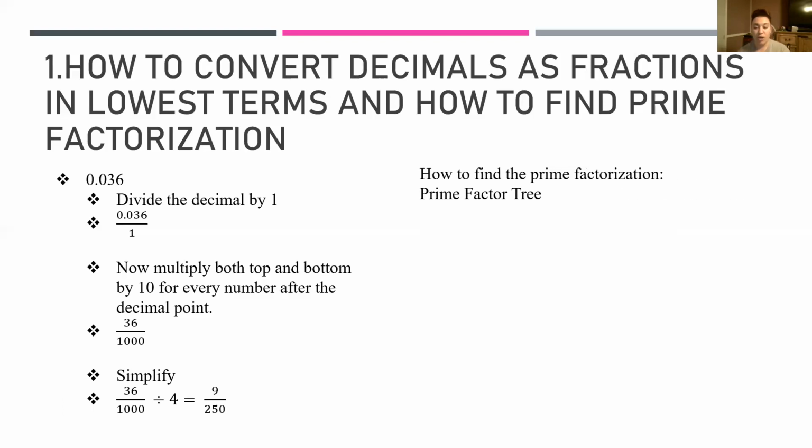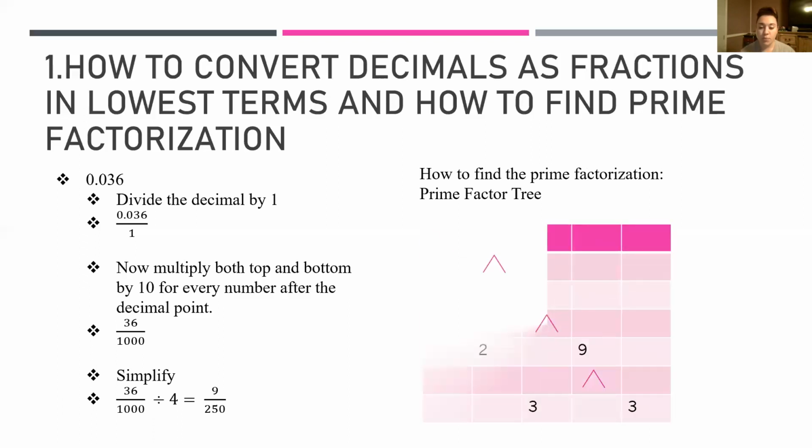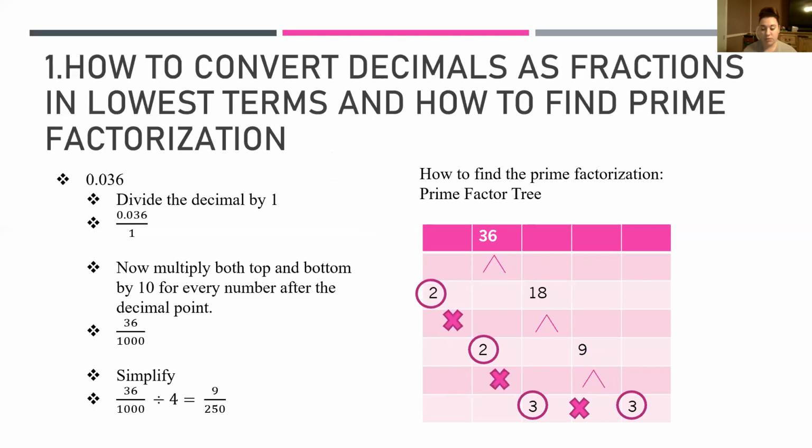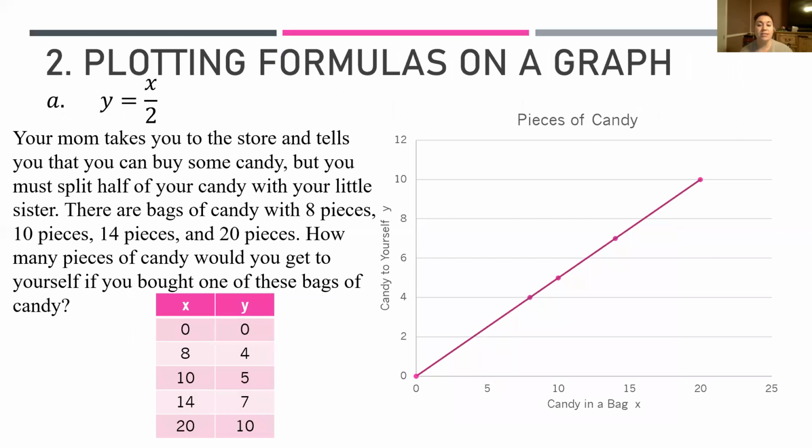So how to find the prime factorization using the prime factor tree. We take 36, and 36 divided by 2 is 18. 18 divided by 2 is 9. And then 9 divided by 3 is 3. So our prime factorization is 2 times 2 times 3 times 3, or 2 to the second power times 3 to the second power. Okay, so now on to our next problem: plotting formulas on a graph.